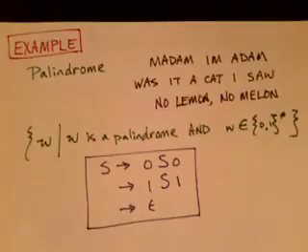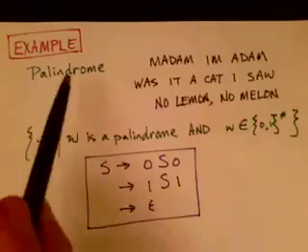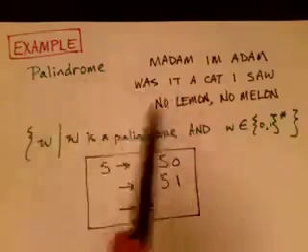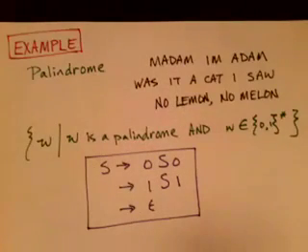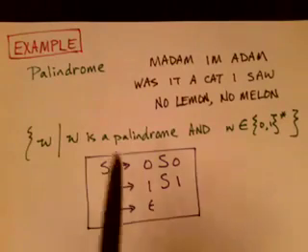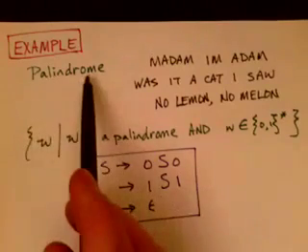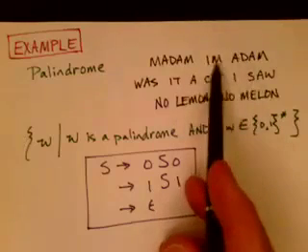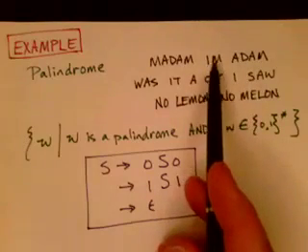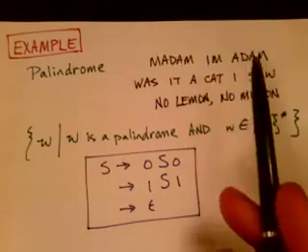Here's another example. We're going to talk about the language of palindromes. We have a specification of what palindrome means, then we have a context-free grammar, and then we have the push-down automaton that recognizes the language. A palindrome is any string that can be divided into first half and second half, and the second half is just the first half reversed.